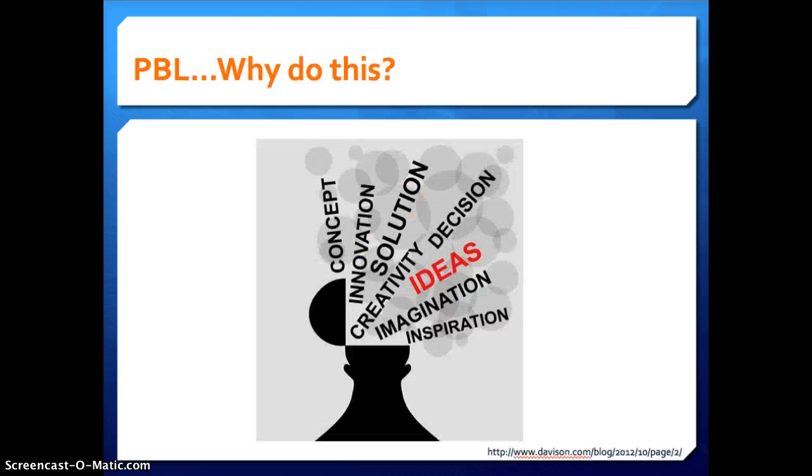Another reason we do PBL is because we want to incorporate those 21st century skills, and that's kind of a buzzword right now, but those 21st century skills of creativity, innovation, problem solving, making decisions, inspiring, coming up with ideas, all of these different things that employers are demanding in the workforce. So it's really important that our students have the opportunity to do this in the classroom when they're with us, if they have to do this after they graduate.